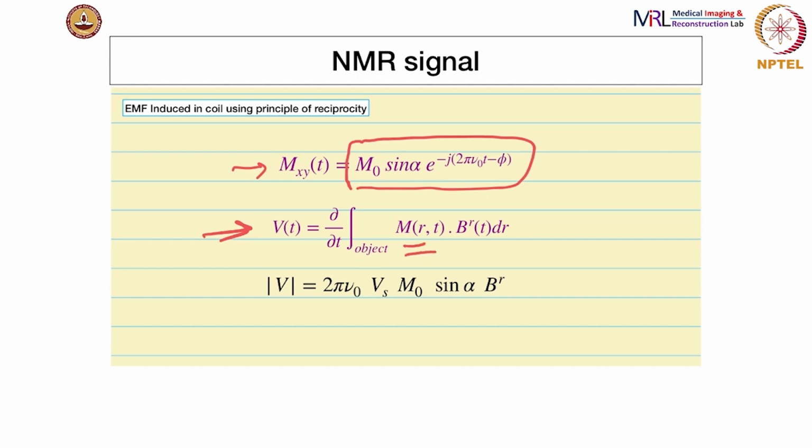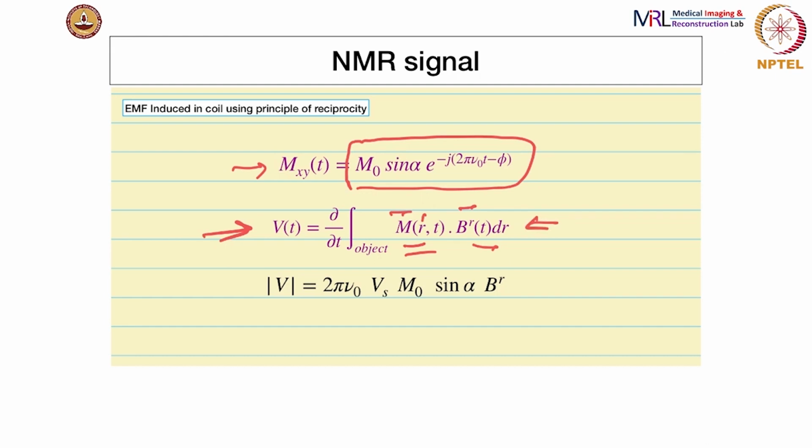This is a vector dot product, so both of these things are vectors, and BR is the magnetic field produced by the receive coil, the coil that you're using to measure. It's called the receive coil. This is the magnetic field produced by the receive coil at the same position r due to a unit current. Once again, we won't go into the details of this derivation. I will just give you an idea of how we are going to proceed with the analysis.